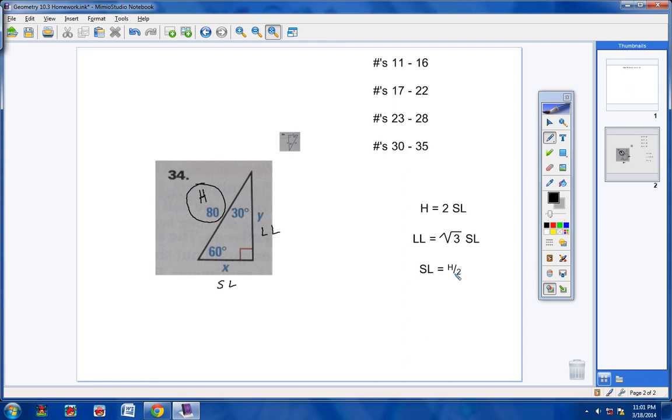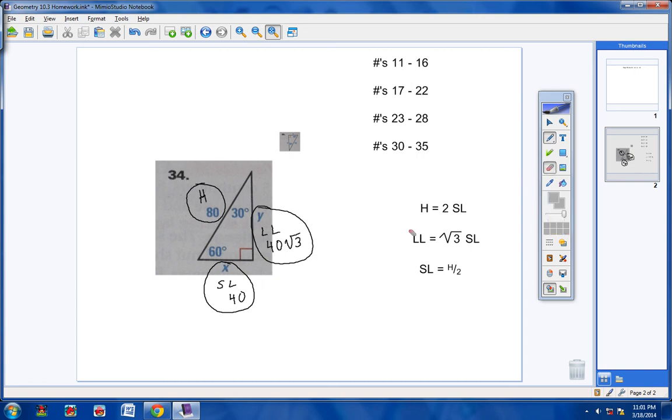So I know the shorter leg is always the hypotenuse divided by 2, or cut in half. So if the hypotenuse is 80, then my shorter leg is going to be 40. Now the longer leg is always the square root of 3 times the shorter leg. So I would simply take 40 times the square root of 3, 40 square root of 3, and that's going to be my longer leg.